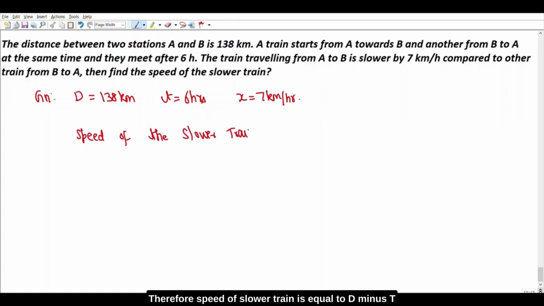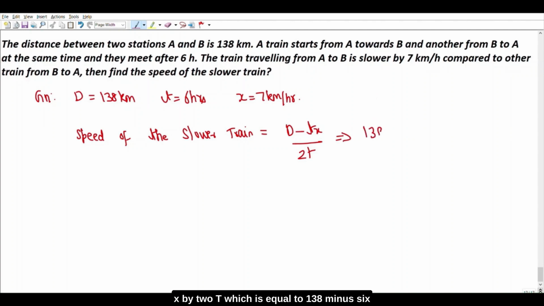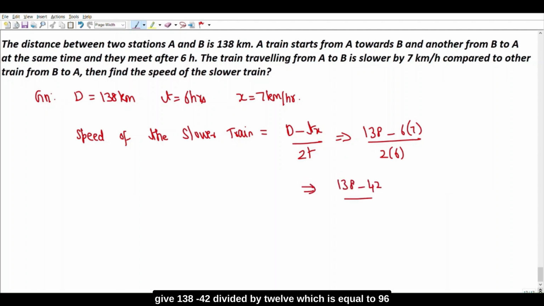Therefore, speed of slower train is equal to (d minus tx) by 2t, which is equal to (138 minus 6 times 7) divided by 2 times 6, which in turn will give (138 minus 42) divided by 12, which is equal to 96 by 12, which is equal to 8 km per hour. Therefore, the speed of the slower train is equal to 8 km per hour.